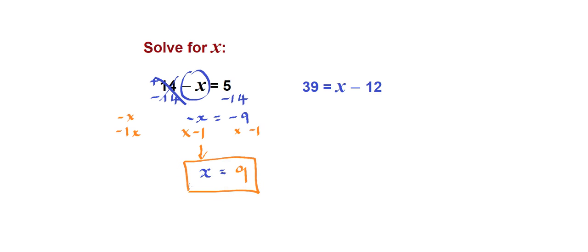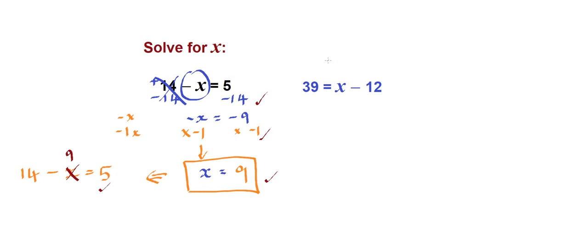What I should do is I should check. And I check by substituting into the original equation. So 14, right, minus x equals 5. I substitute what I think x is, and I think x is 9, so let's get rid of that x and put in 9. 14 minus 9 is 5, is that correct? Yes, it is, which means this is correct, which means all my working is correct.